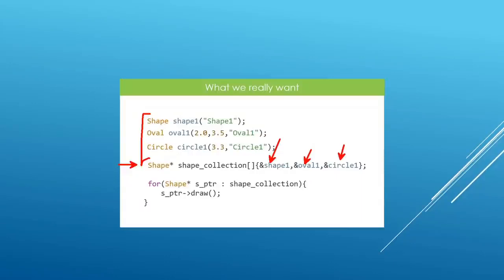So this is going to work, and when we loop through this collection and call the draw method, for the first item we will call the draw method on the shape. For the second element, we will call the draw method on the oval object. And for the third element, we will call the draw method on our circle object. And we will draw a shape, an oval, and a circle with just one loop. And this is really cool. This is the design we want.